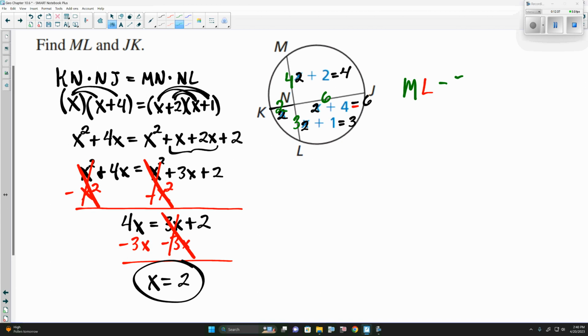So ML is 6, and KJ is 8. We won't include the line, because if we're talking about the segment itself, the line segment, then we would put it. But if we're talking about its measure, its length, we don't include it. So without the line, we're talking about an actual distance or length, a numerical value. If we put the line, we're talking about the segment.